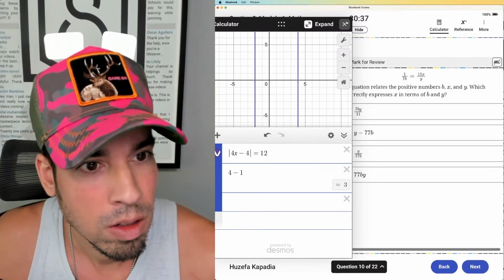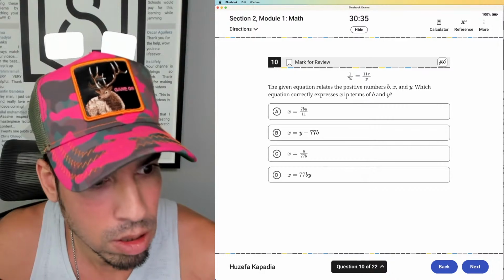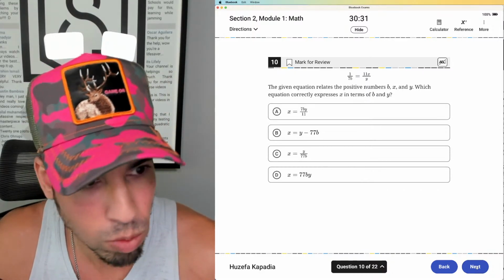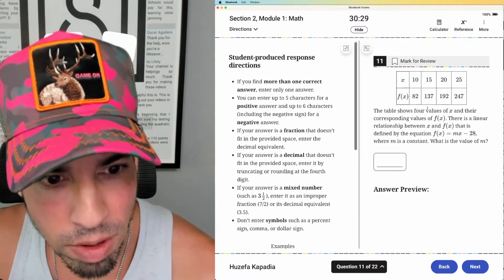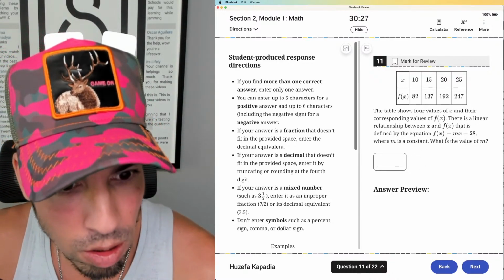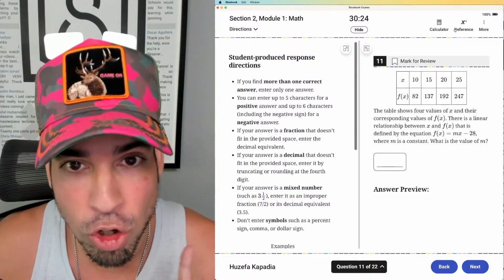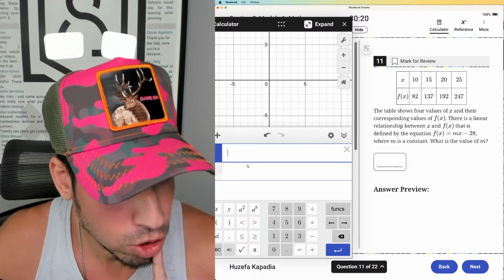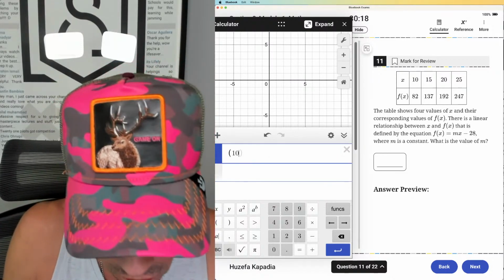Next. The equation, you can't really use Desmos here. Exactly. This is an isolating quantities question, so we'll skip it. This one, a table shows 4 values of x and the corresponding values. There's a linear relationship between them, defined by this. Okay. I'm going to show you a really cool way that you can hack this with Desmos. So watch this. I'm not saying this is the fastest way. I'm just saying purely with Desmos.